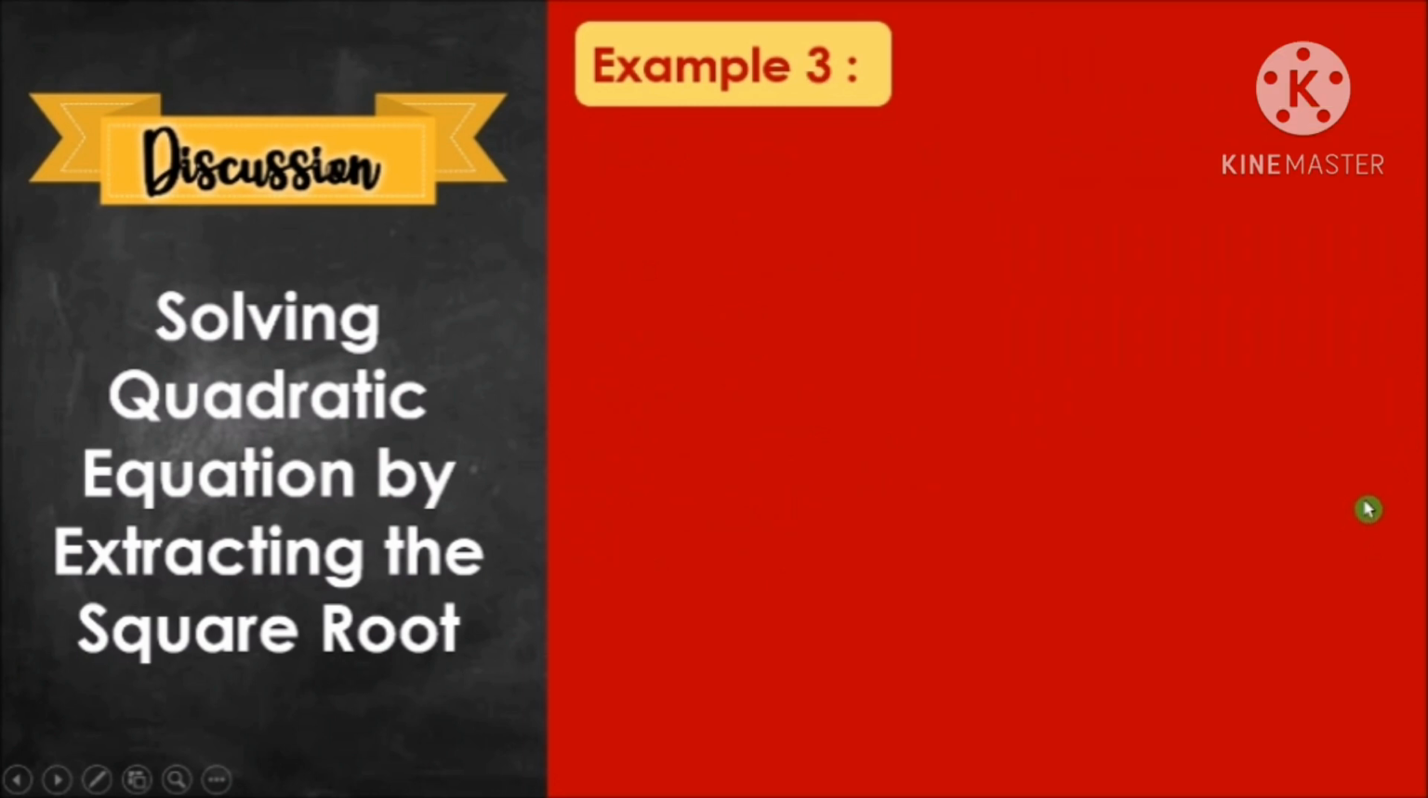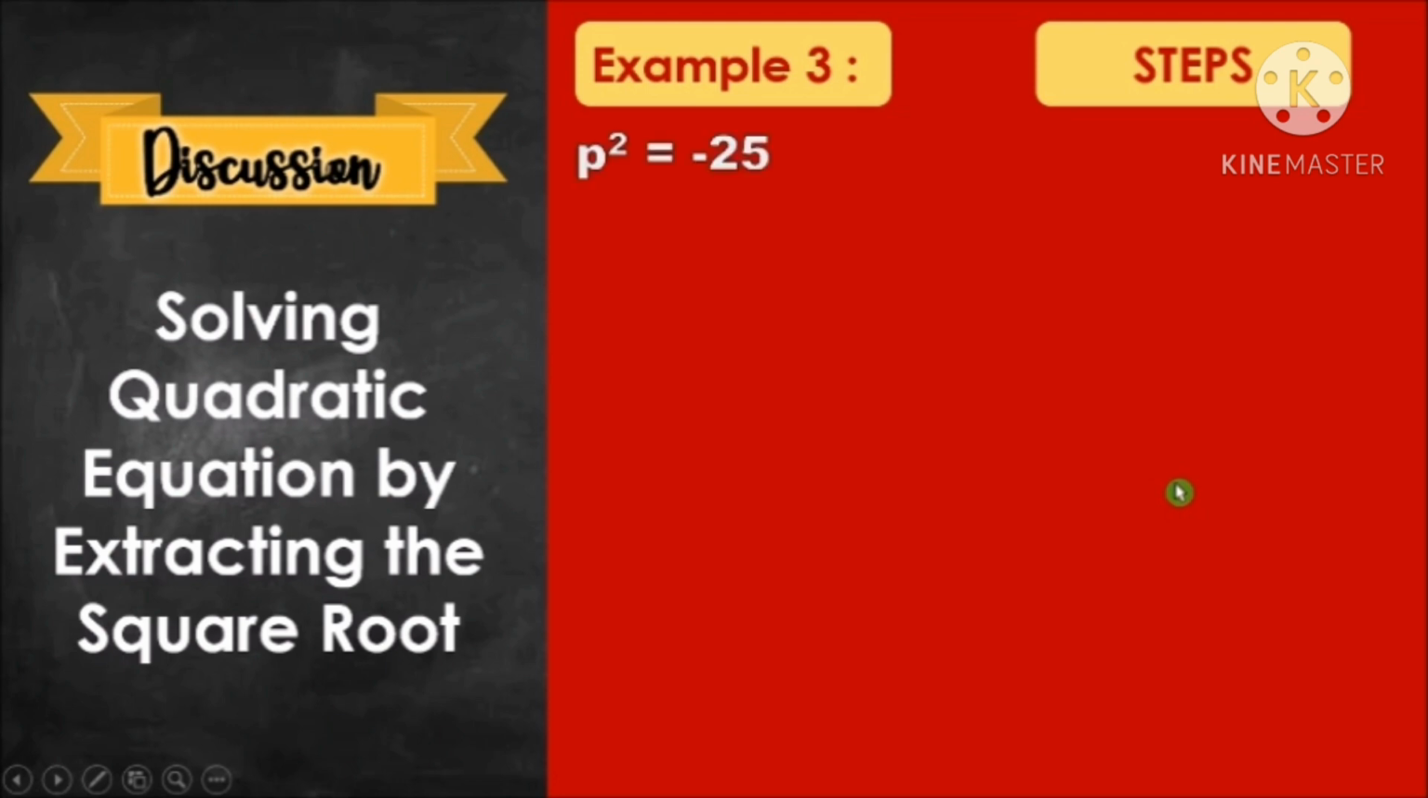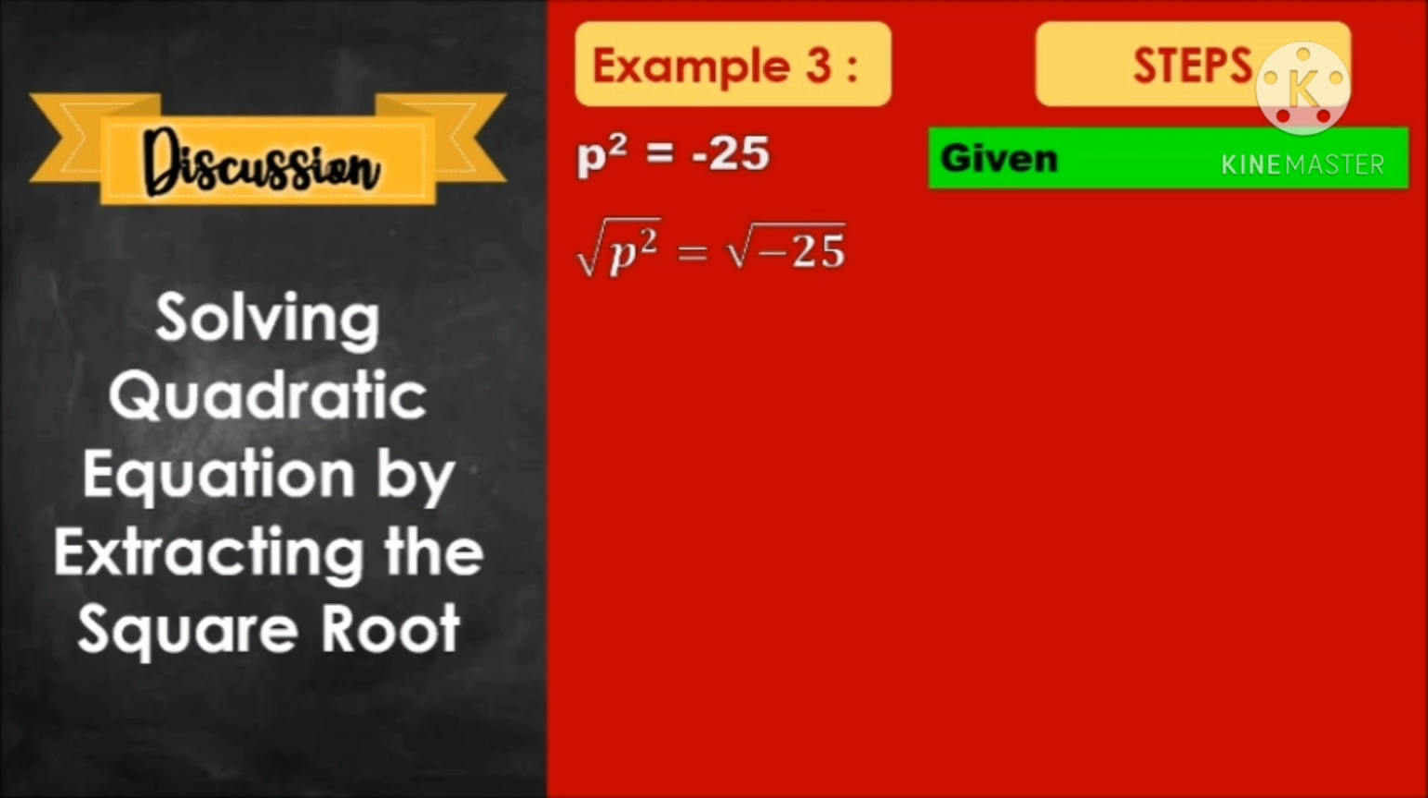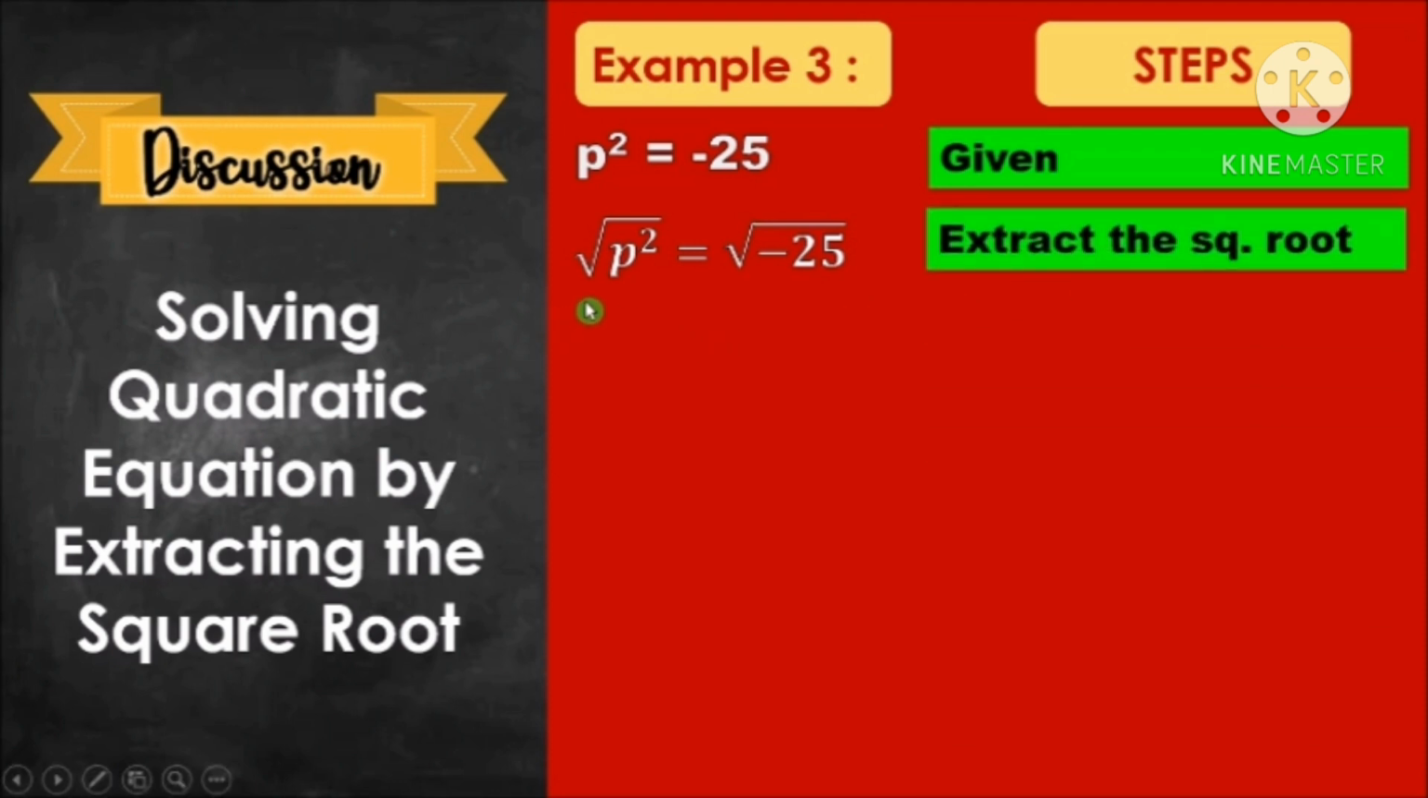Tuloy natin kay example number 3. Steps that we have to follow are, first, the given problem is p squared is equal to negative 25. That will serve as the given for problem number 3. Ang ating susunod na gagawin ay extract the square root. So we now put square root sign on both sides, left and right of the equation.